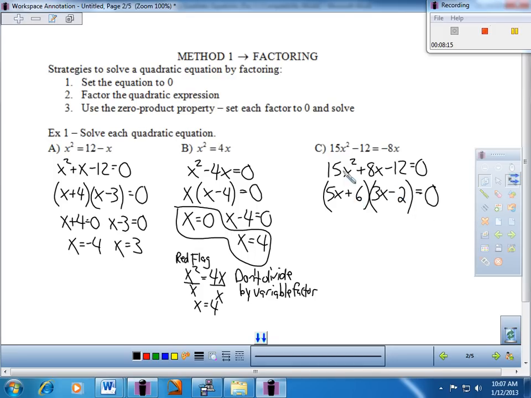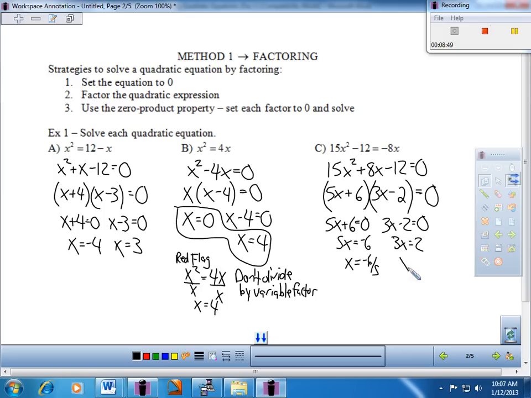If you were unable to get to this stage, again, please pause or put a question mark by it and come back and ask. But if you've gotten there, hopefully it's all downhill, because now I would just set my factors to 0 and solve. Subtract the 6. I'll do this in 2 steps for you. And divide by the 5. So negative 6/5. There's one answer. Here, guys, add the 2.